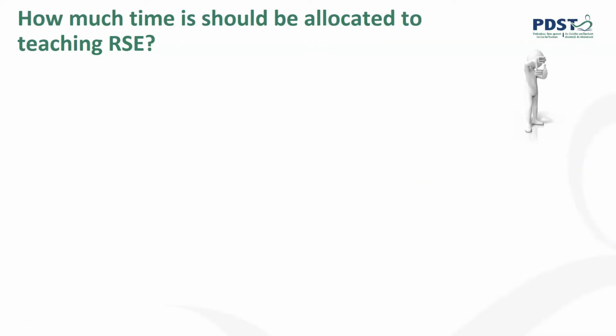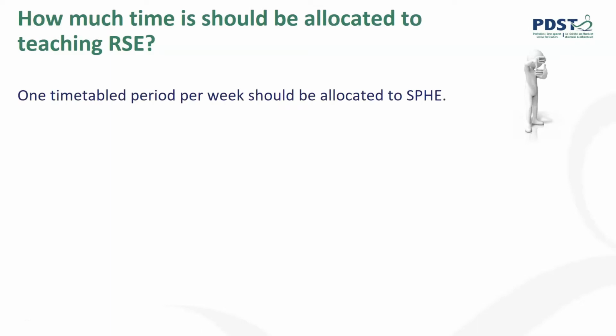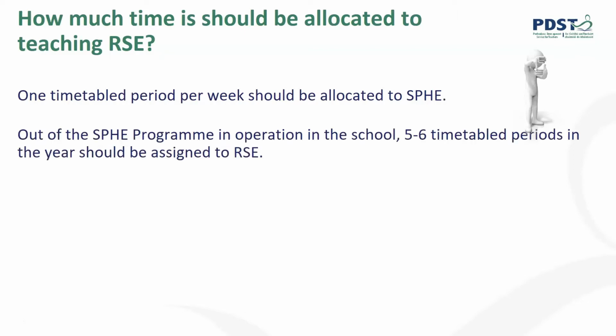A common question that is asked is how much time should be allocated to teaching RSE on a yearly basis. The interim guideline states that one timetable period per week should be allocated to SPHE. Out of the SPHE programme in operation in the school, 5 to 6 timetable periods in the year should be assigned to RSE.